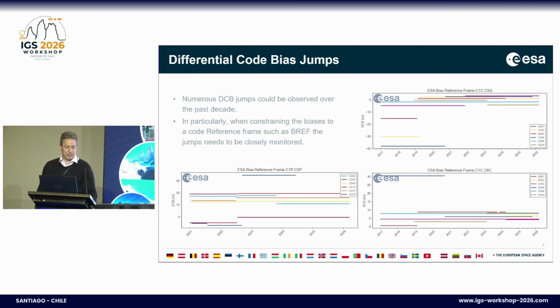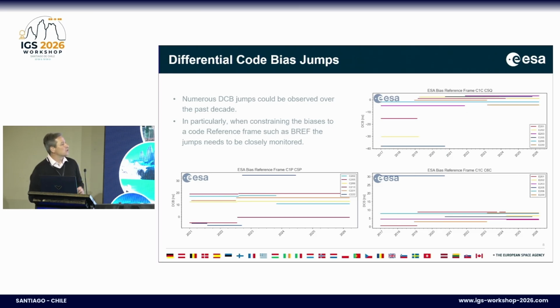How do we treat code bias jumps? As mentioned before, code bias jumps, in particular if we constrain the values out of the BREF, are an issue because if we are not detecting them, we introduce errors in the solution. So we have to detect them. What we see here are differential code biases for Galileo over the entire period from 2021 up to now. On the bottom left, we see C1P, C5P. On the top right, we see C1C, C5Q. And on the bottom right, we see C1C, C6C.